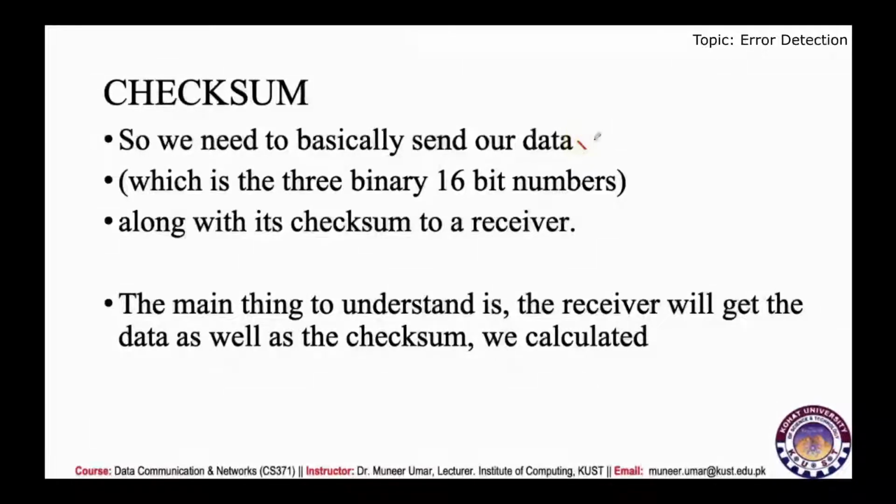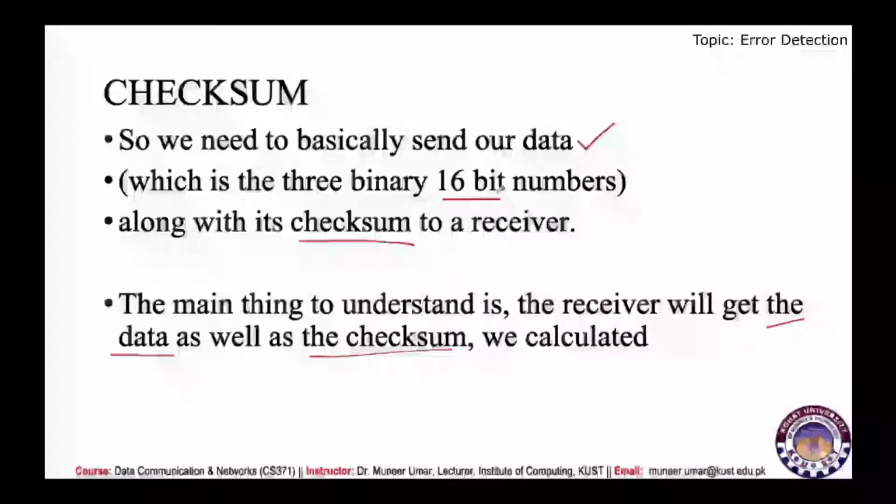So this is the foremost thing for us, which we divided into blocks of 16 bits. And with this data, we also have a checksum which we calculated by taking the sum of these blocks of 16 bits each, and then took the one's complement of the summation. The main thing to understand is the receiver will get the data as well as the checksum.